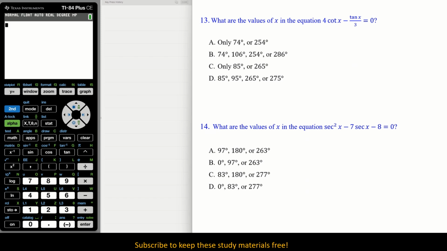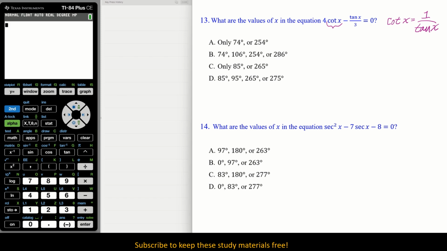What are the values of x in the equation for cotangent x minus tangent x over 3 equals 0? Okay, this one is a little more involved, so let's write that out and start solving. Well, the first thing that we need to do is realize, if you remember your identities, that cotangent of x actually equals 1 over tangent x. So let's rewrite this and we can start solving that.